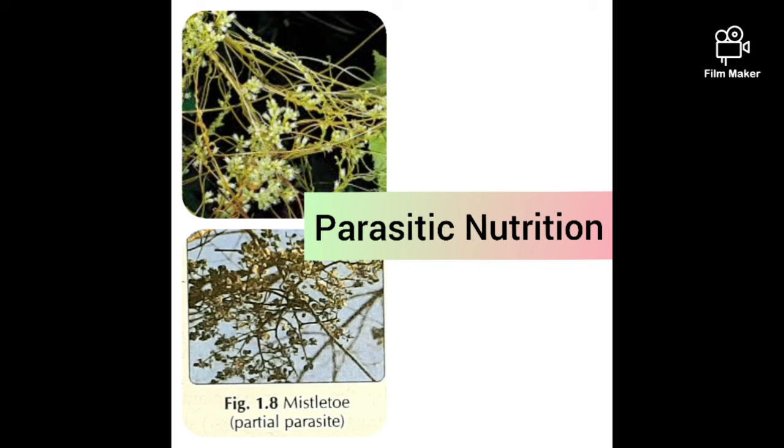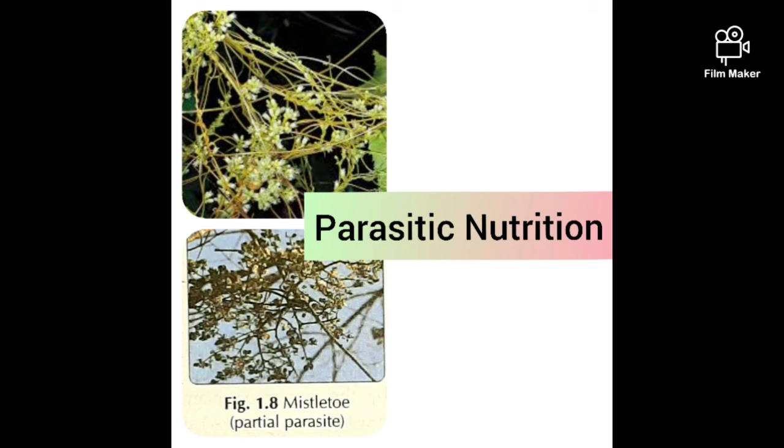ready-made food. The mode of nutrition in which some plants live in or on the body of other living organisms and derive their ready-made food from them is called parasitic nutrition. The plant like Cuscuta, which obtains the ready-made food, is called a parasite, and the organism from whose body the food is obtained is called the host.